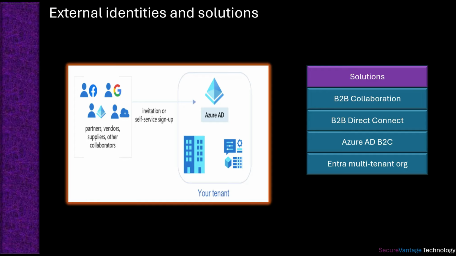What are external identities? Let's unpack the definition first. External identities in Entra ID refer to the capability of allowing people outside an organization to access its resources. This can include partners, vendors, suppliers, and other external collaborators. The goal is to enable secure and seamless access while ensuring the organization's data and application remain protected.